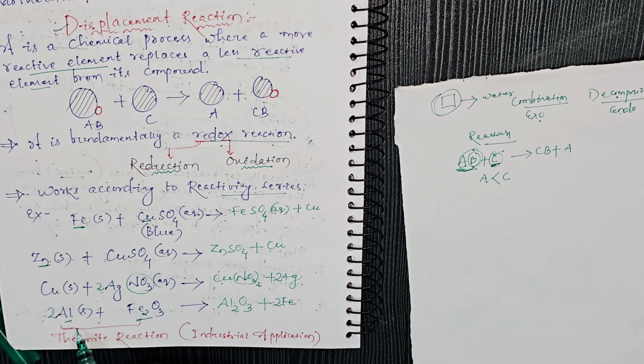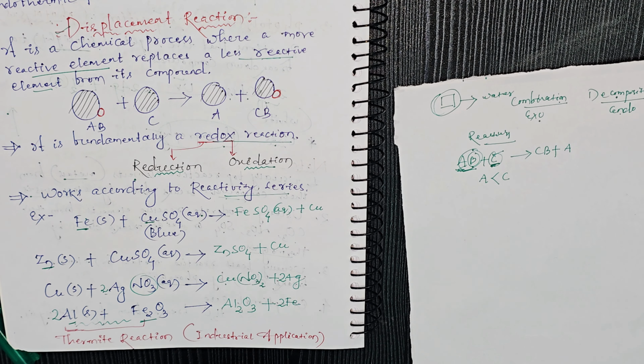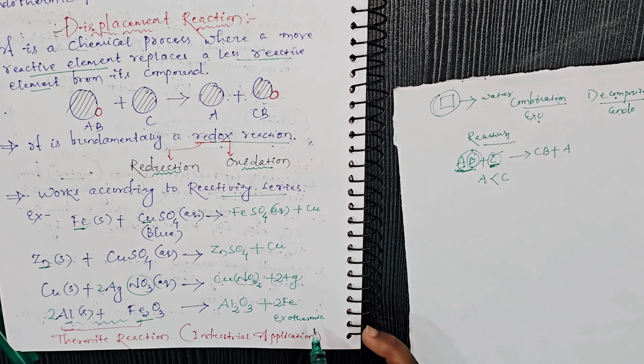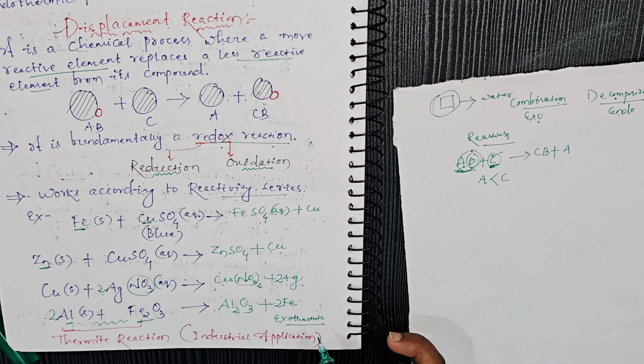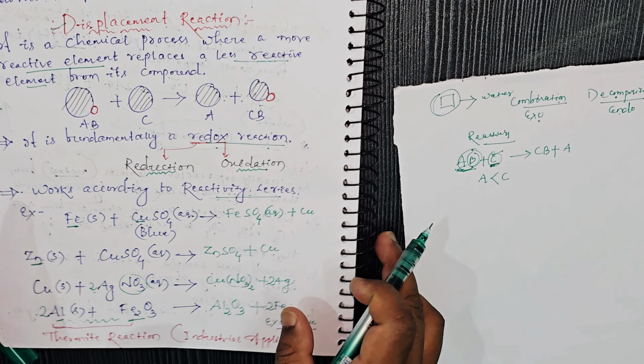Particularly this last reaction is your thermite reaction. Sir, why thermite reaction? Because it is used in industrial applications and it is also exothermic by nature. I am repeating, which nature? Exothermic. Usually single displacement reactions are exothermic by nature. I hope this part is over.